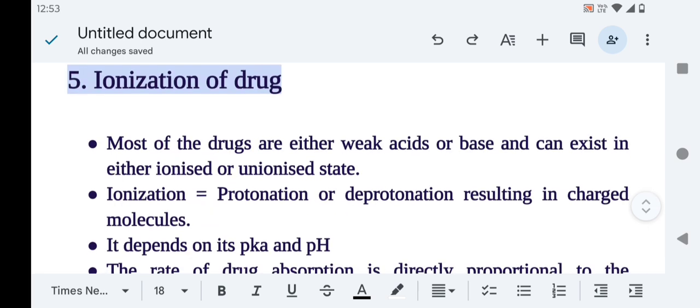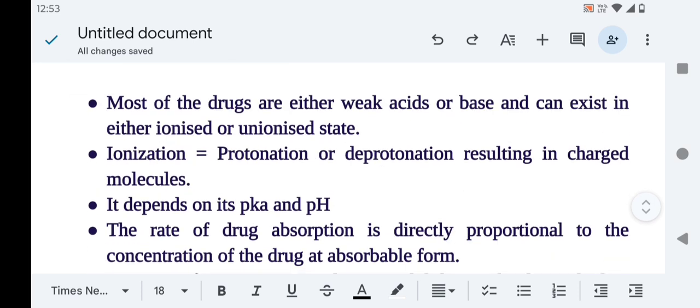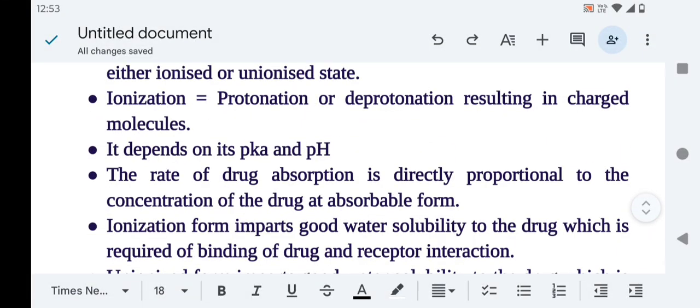Most of the drugs are either weak acids or bases and can exist in either ionized or unionized state. Ionization is equal to protonation or deprotonation, resulting in charged molecules. It depends on its pKa and pH.